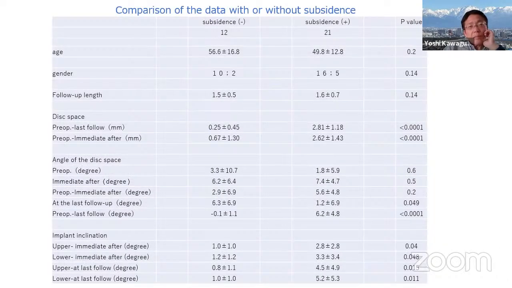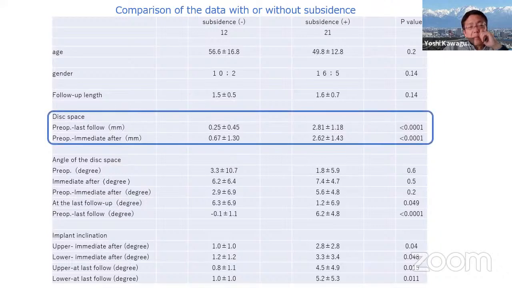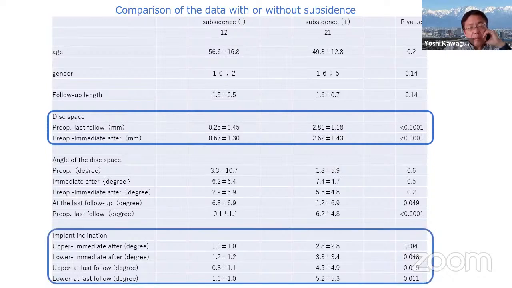This table shows a comparison of the data with or without subsidence. The disc spaces pre-op, at the last follow-up, and immediately after operation were higher in the subsidence group. This means too much distraction of the disc space has a risk of subsidence. In addition, implant inclination was higher in the subsidence group.